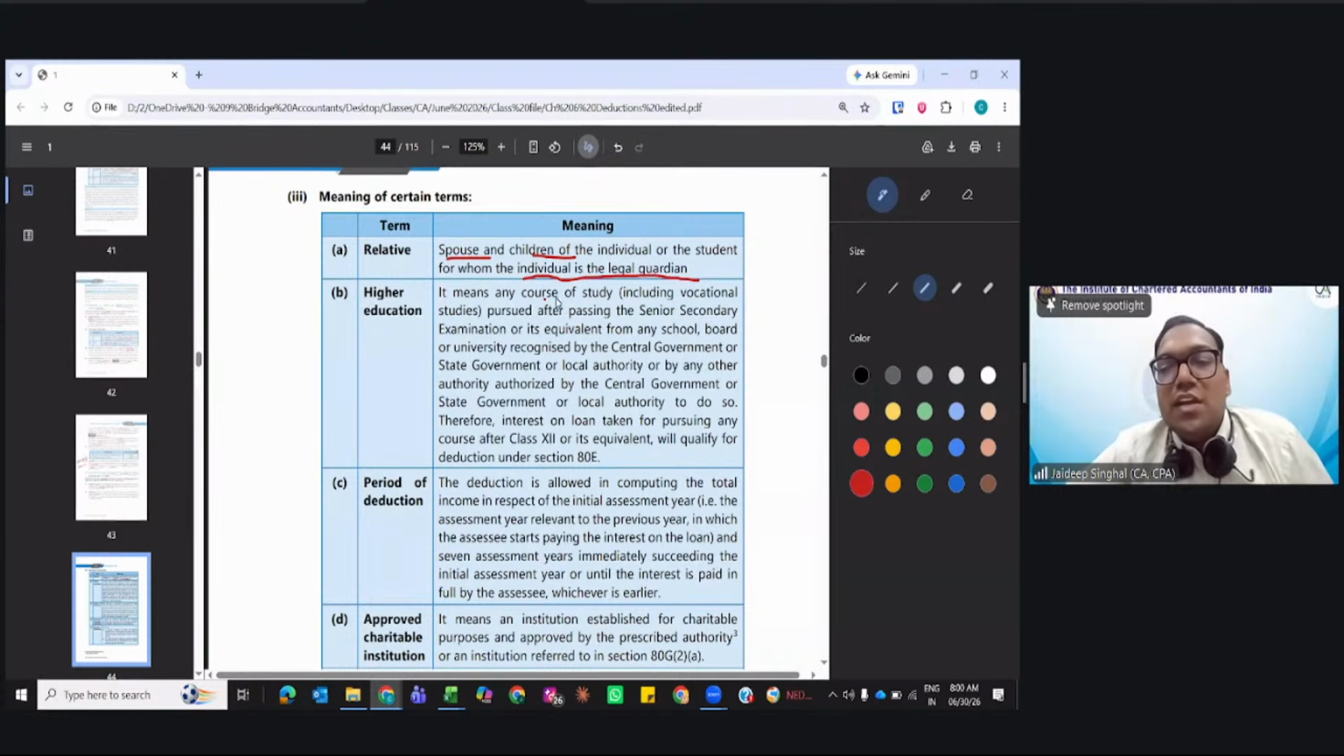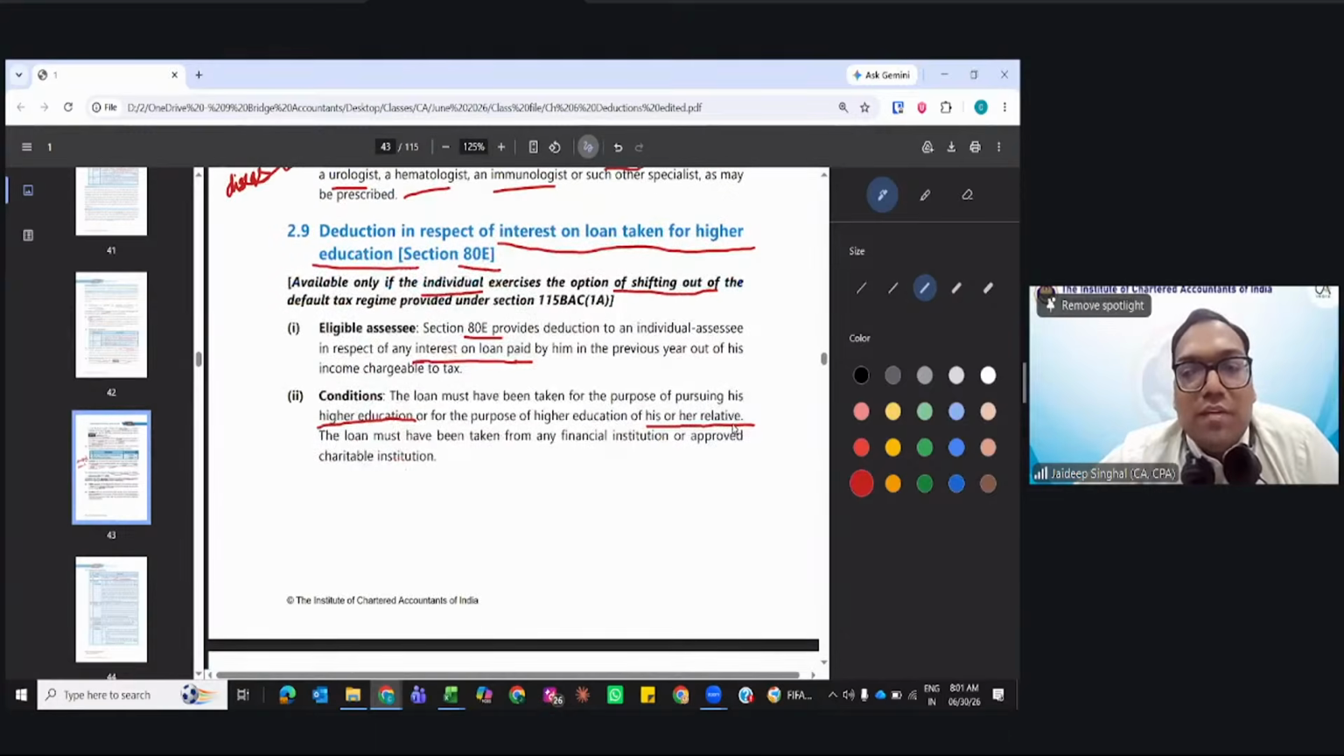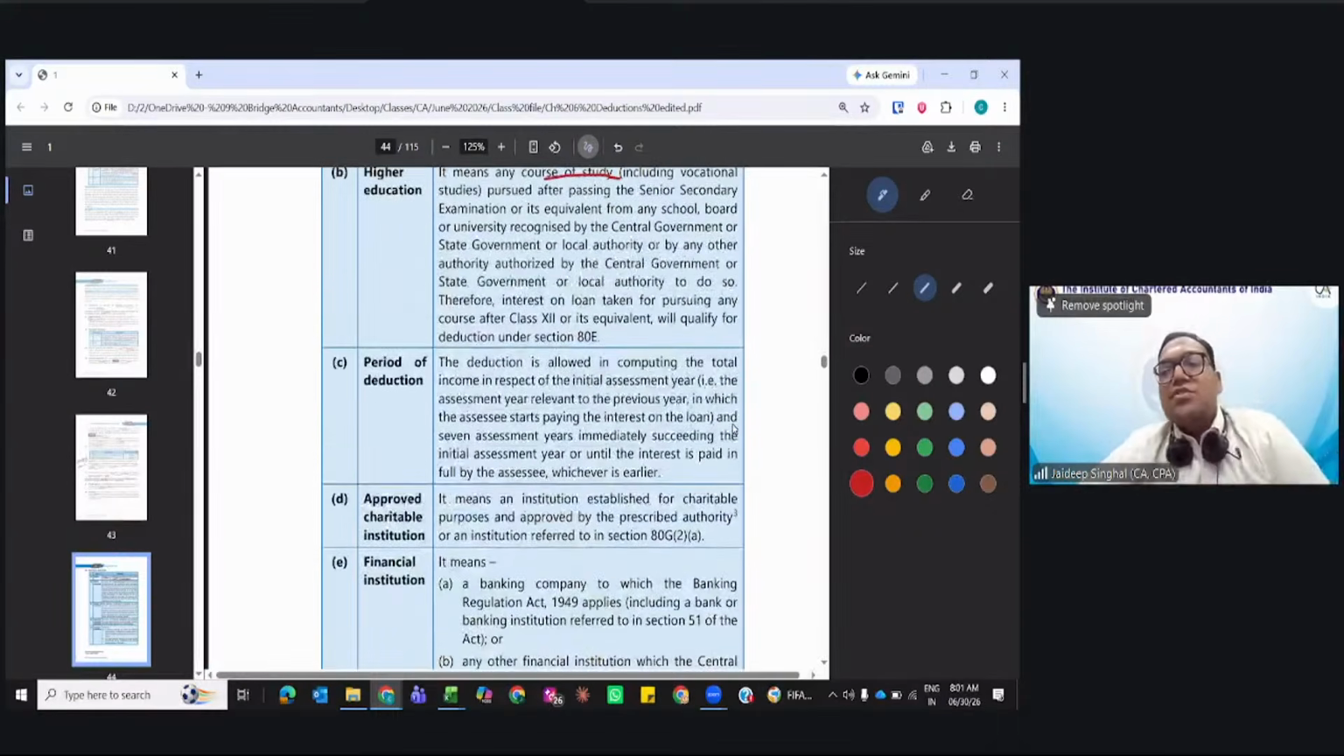What is higher education? Any course of study, including vocational, pursued after the senior secondary examination or equivalent from any school, board, university recognized by central government, state government, local authority, or any other authority recognized to do so. Therefore, interest on a loan taken for pursuing any course after 12th or its equivalent will qualify for deduction under 80E. Vishaka, if you have taken 2 loans, both the loans will qualify. There is no limit on the maximum amount here. Just these conditions should qualify, right?